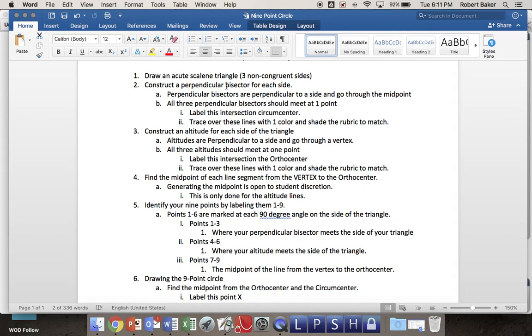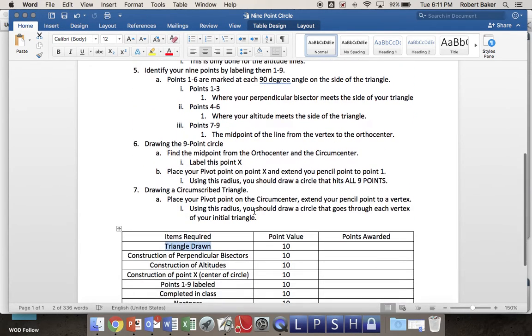It says construct a perpendicular bisector, label the intersection the circumcenter. It says trace over these lines with one color and shade your rubric. So down here, when it says construction of perpendicular bisectors, I'm going to lightly shade that in black. That way the teacher knows what color your perpendicular bisectors are.